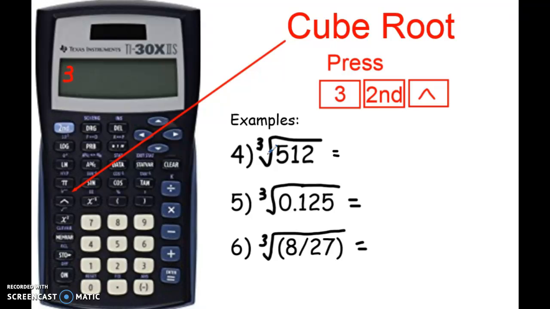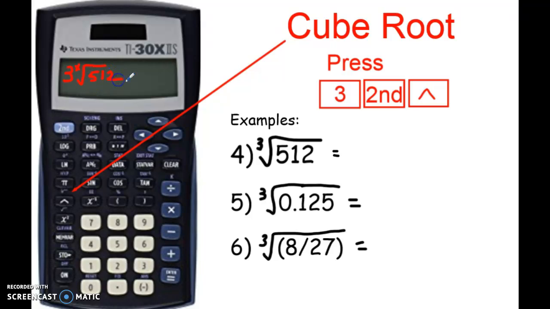And then you're going to press the button second, and you're going to press the caret button. And then what's going to come up on your screen is this image right here with a little tiny x in the corner. That x is really 3 because we typed in our 3 ahead of time. And then what's different about this is there's no parenthesis. You can go ahead and type in your number right away.